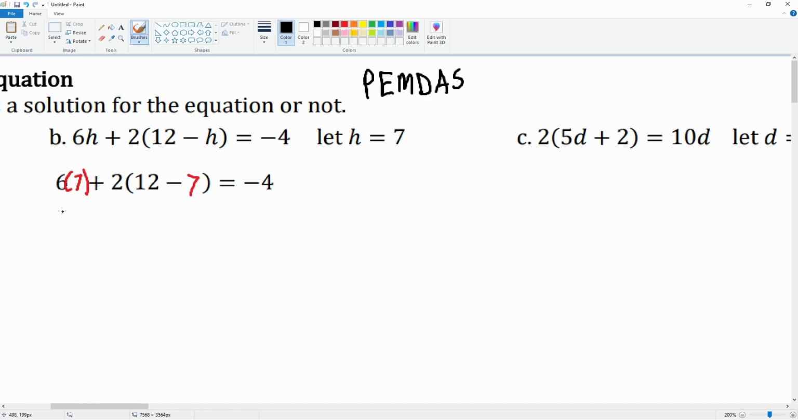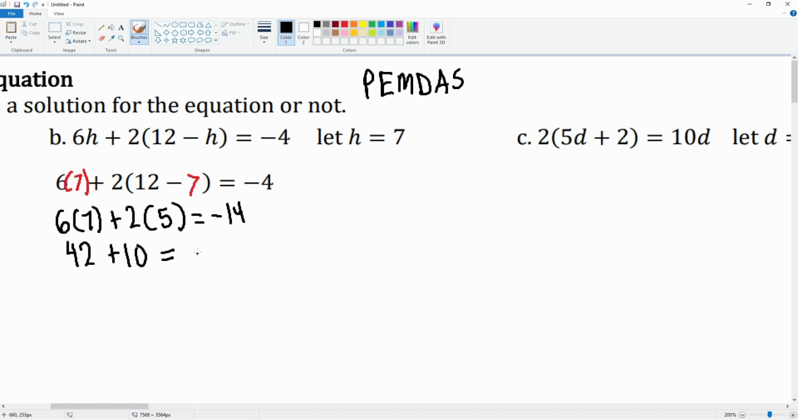So nothing happens to the 6 and the 7 plus 2 parentheses. Let's do what's inside the parentheses first. What is 12 minus 7? That is a 5. Now we can do the multiplication. What is 6 times 7? That is 42. Then we want to add 2 times 5, which is 10.